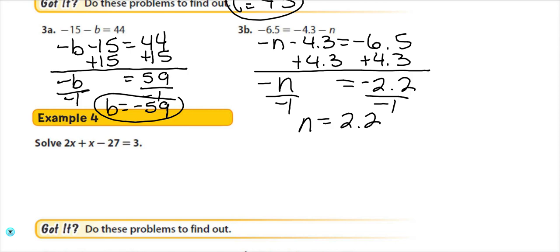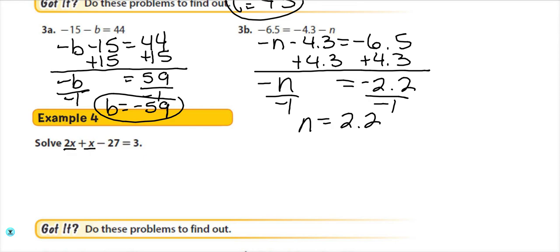All right, let's take a look at the next example. Example 4 says 2x plus x minus 27 equals 3. For this one, what we have to do is combine like terms. Like terms mean they either have the same letter in common or they have the same number, which we do all the time anyway, right? Like we move the 15 to the 14 up above, we move the 4.3 to the 6.5. We combine like terms all the time. It's just we haven't had to combine x's yet, or variables.